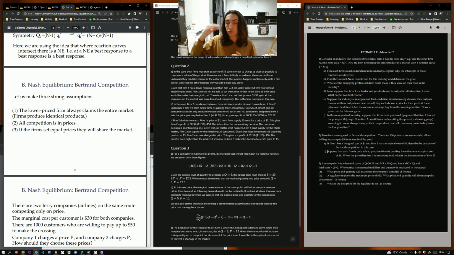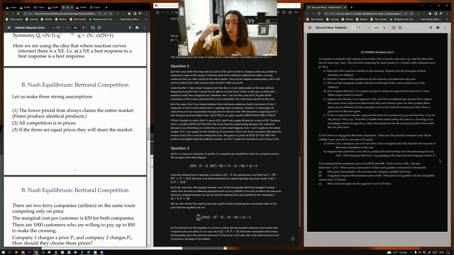So let's look at B now. Suppose each firm is only able to produce 80 units, but they have the same marginal cost of $1. When the price that firm 1 is proposing is $2, so firm 1 has the price of $2, what's the best response for firm 2? Now, firm 2 has 3 options. It can overshoot, it can match, or it can undercut. Actually, let's go on to undercutting first.